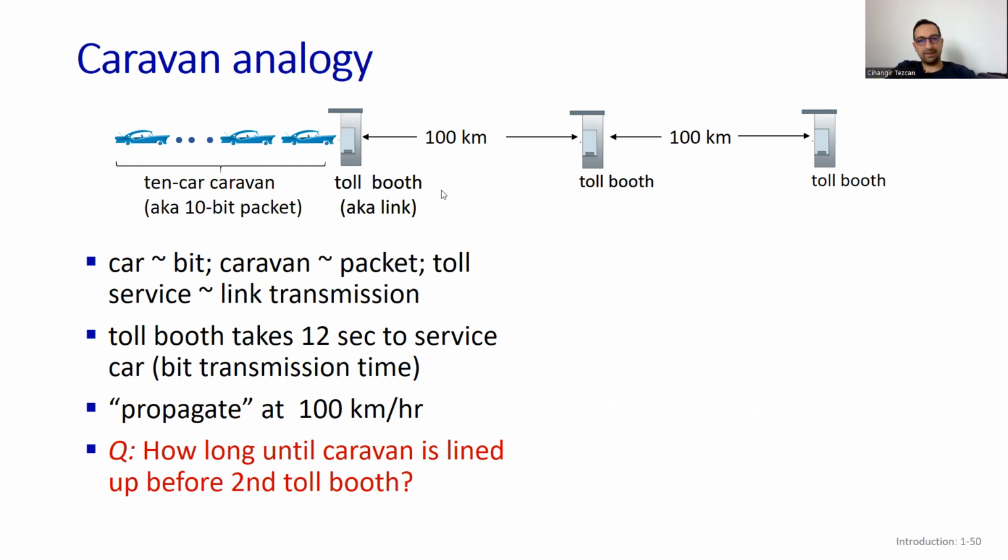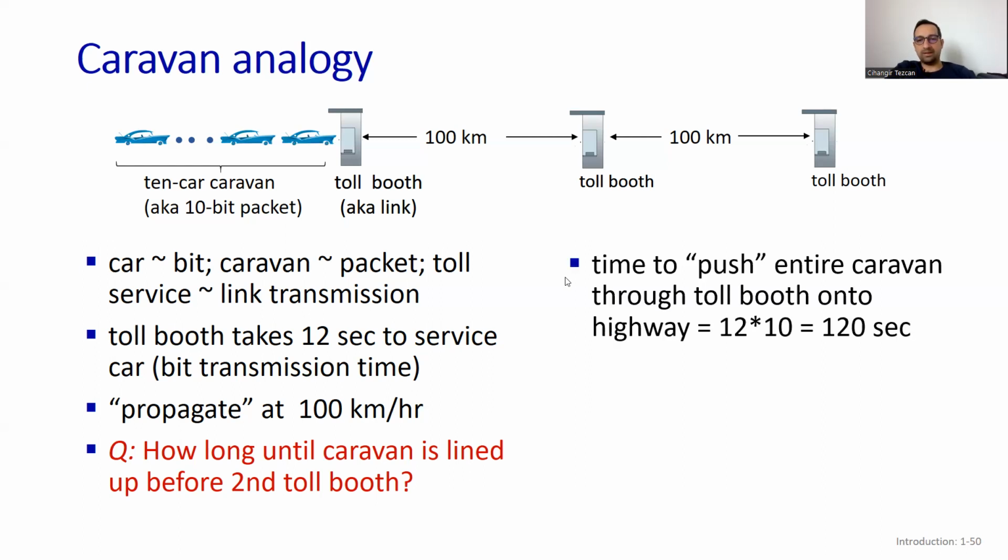In this example, let's say that there is a 100-kilometer distance between toll booths, and the toll booth takes 12 seconds to service a car. You can think of this as the bit transmission time. Cars propagate at 100 kilometers per hour. So how long until the caravan is lined up before the second toll booth? The idea is as follows. The service takes 12 seconds, but after the service ends, the car instantly reaches 100 kilometers per hour and travels this distance. So the question is how long it will take for these 10 cars to queue here.